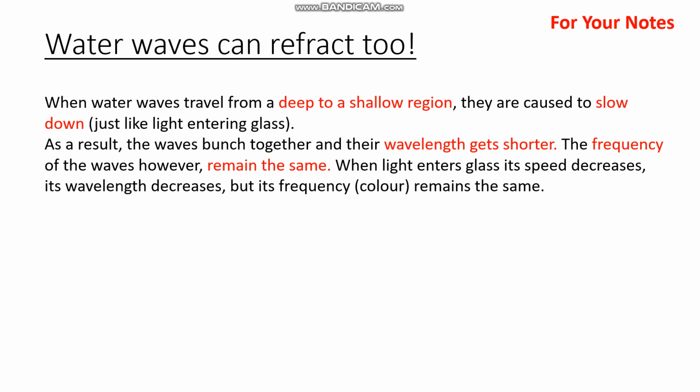As a result, the waves bunch together and their wavelengths get shorter. The frequency of the waves, however, remains the same. So wavelength gets smaller, frequency stays the same. When light enters glass, its speed decreases, its wavelength decreases, but its frequency, its colour, remains the same.